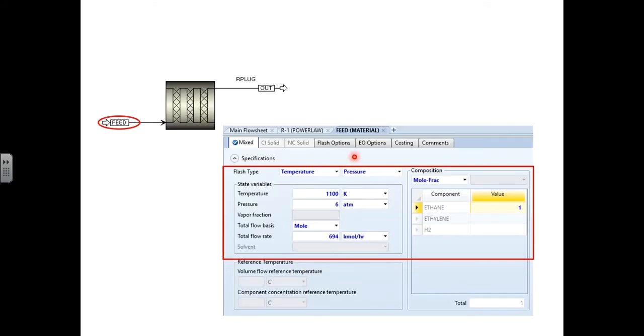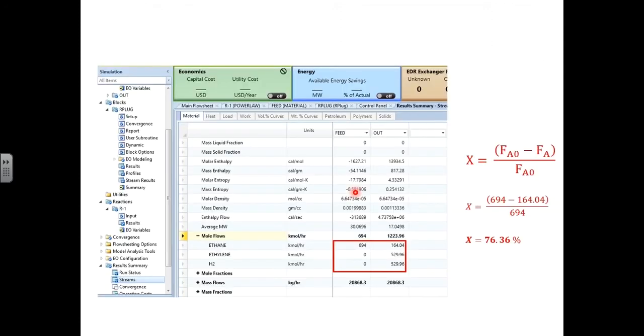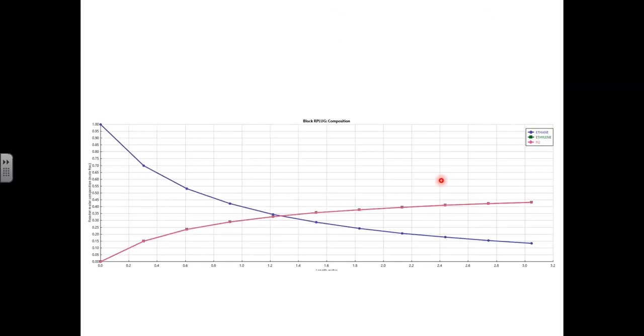Then this feed is specified, reactor with specified temperature, length, diameter provided, reaction is added, and this is the conversion, and this is the final graph. I would suggest you do the design specification on your own to achieve 80% conversion because I have already explained its procedure in the previous video.